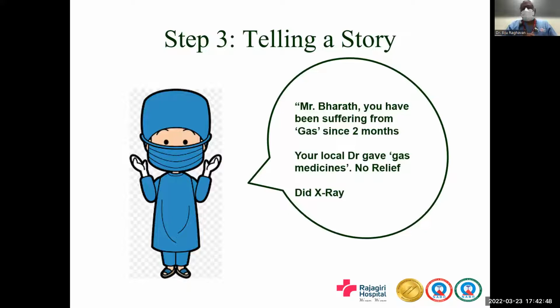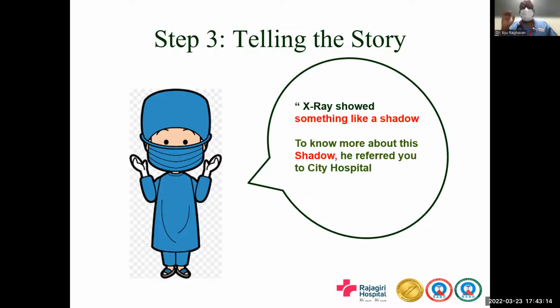So here I will do a small role play. Mr. Bharat, you have been suffering from gas since about 2 months, and you said that your local doctor gave you some gas medicines, which I think you took for about 1 week, right? And you said that you did not have any relief. And you said that when you went back to him, he asked you to get an X-ray done. Well, the X-ray showed something like a shadow. And to know more about the shadow, he referred you to the city hospital.